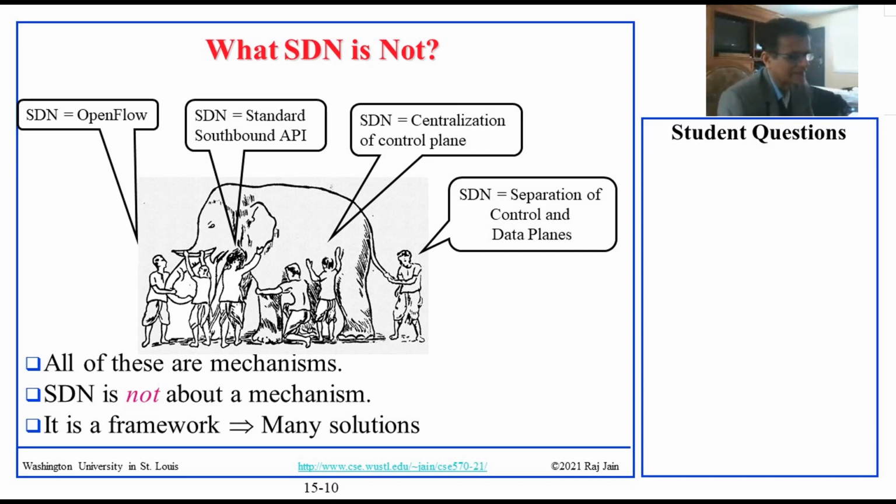Some people think that a centralized control plane is SDN. Others think that the separation of the control plane from the data plane is SDN. Now, these are not SDN because these are mechanisms. This is how you get there, not where there is. If you want to go to the top of the mountain, there are many ways to get there, and these are ways to get there. And these are not the only ways.